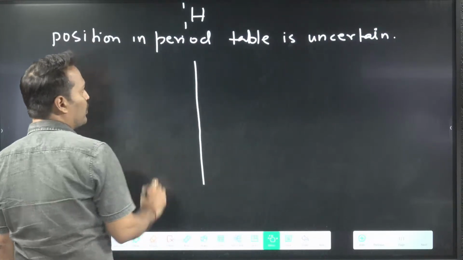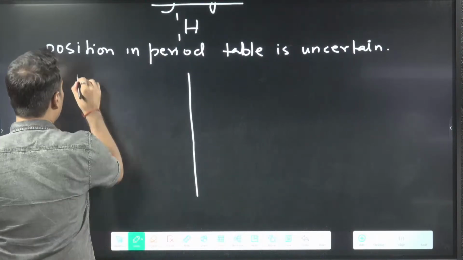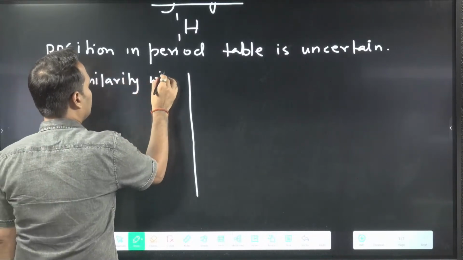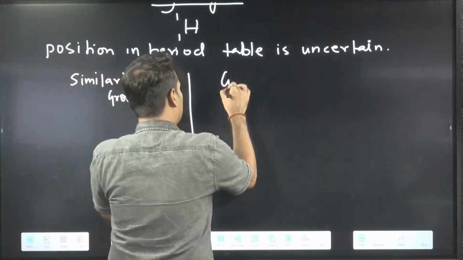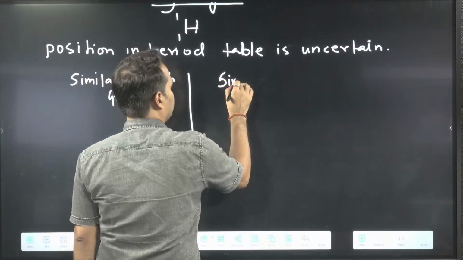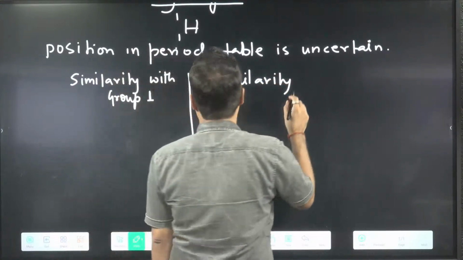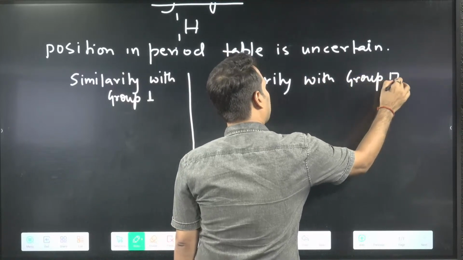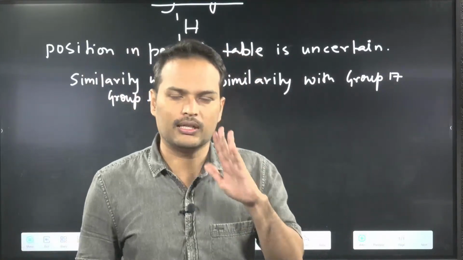A few properties are similar to group 1. It also has some similarity with group, which group, tell me, 17. So whatever you know, you just write in the comment section. I will also check it once. Similarity with group 17, and the target is to learn everything in the class only. Whatever we study now, you should remember within the class only.